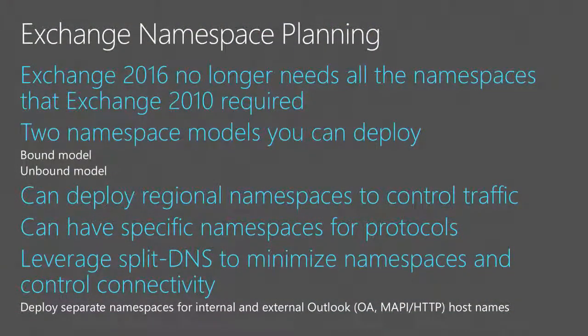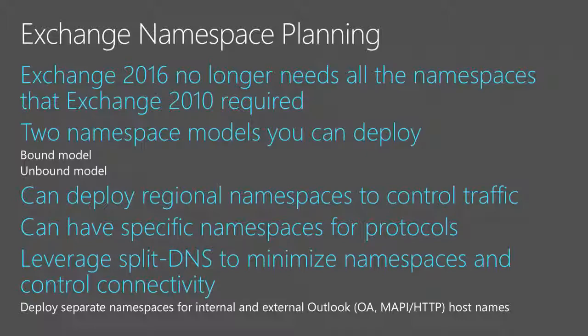All right, so the good news is we don't need the same amount of namespaces that we needed back in 2010. In fact, that largely changed for us primarily in Exchange 2013, but the same thing still holds true in Exchange 2016. When we talk about namespaces, there are 2 different models that you can deploy. One is a bound model, the other is an unbound model. I'll show you what both of those mean in a bit.